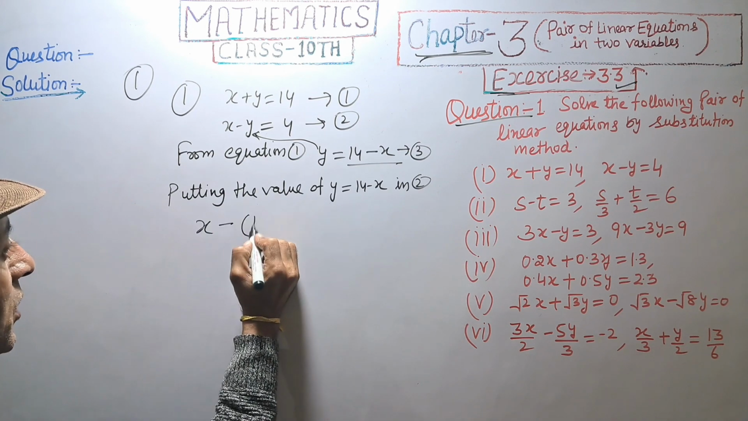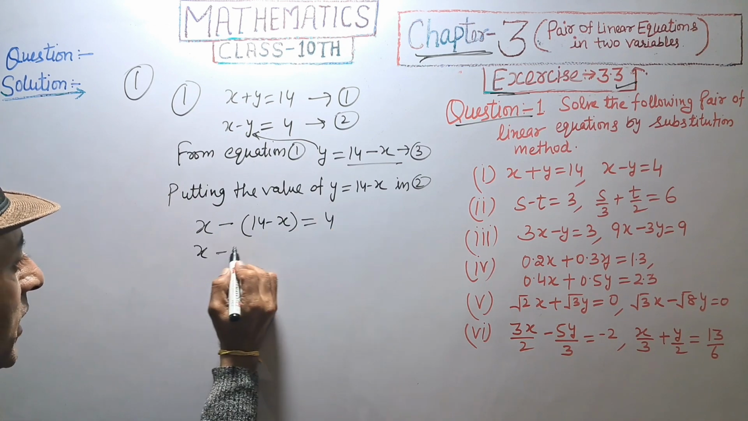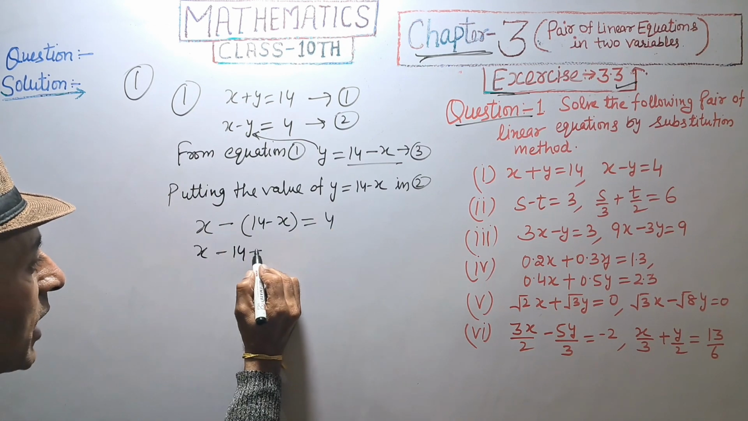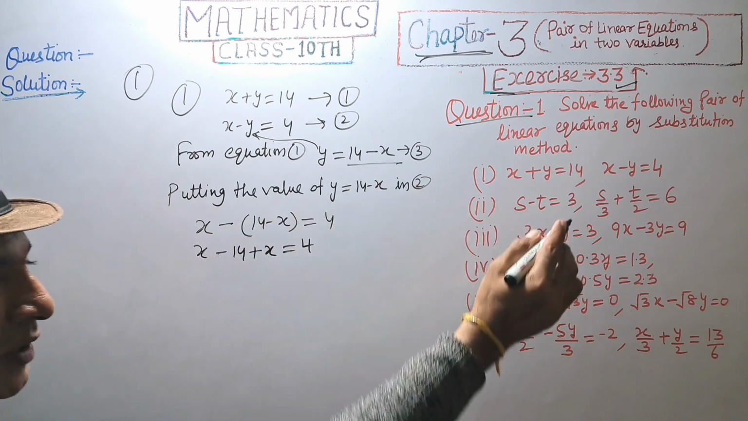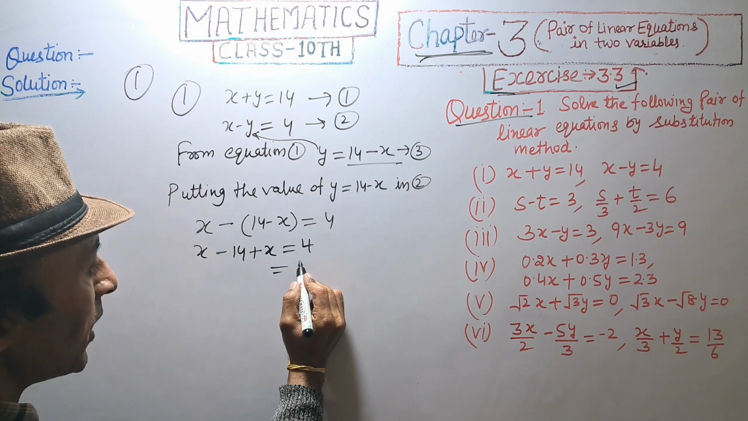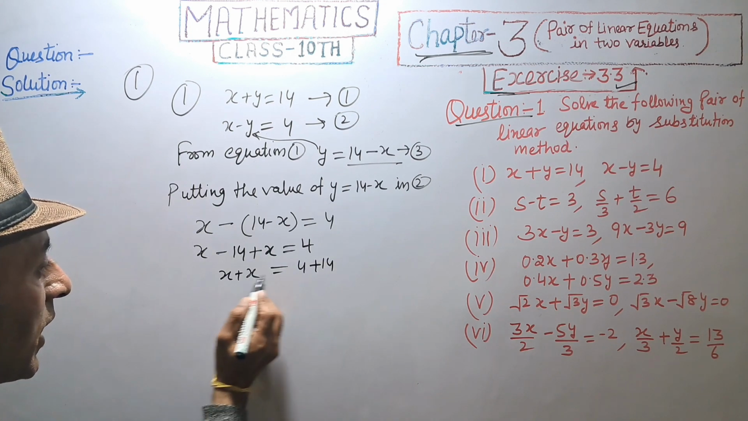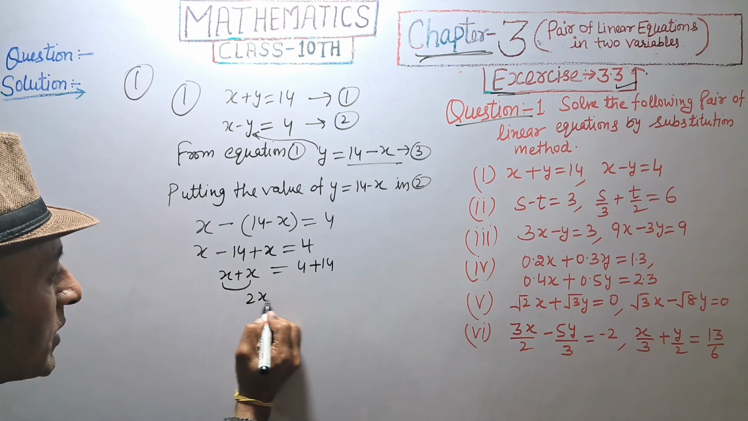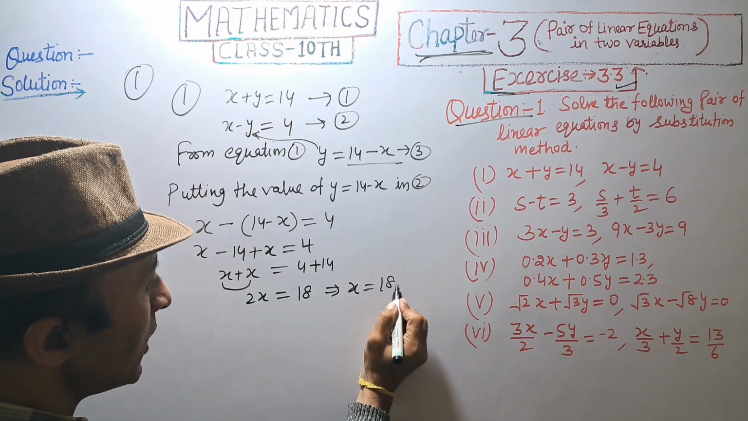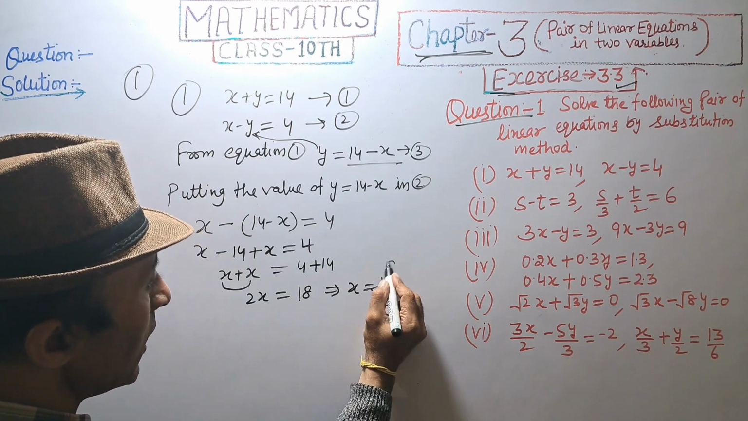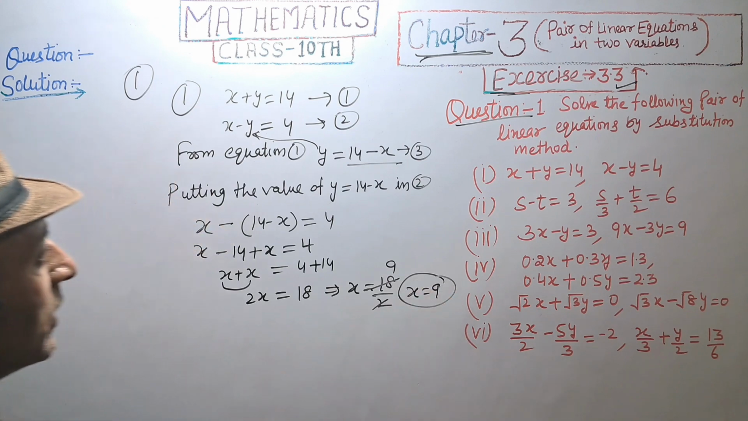x minus (14 minus x) is equal to 4. x minus 14, minus times minus will be positive, plus x is equal to 4. Shifting 14 to the right side, that will be 4 plus 14. x plus x equal to 2x, that is equal to 18. This implies x is equal to 18 divided by 2. 9 2s are 18, so we get the value of x equal to 9.